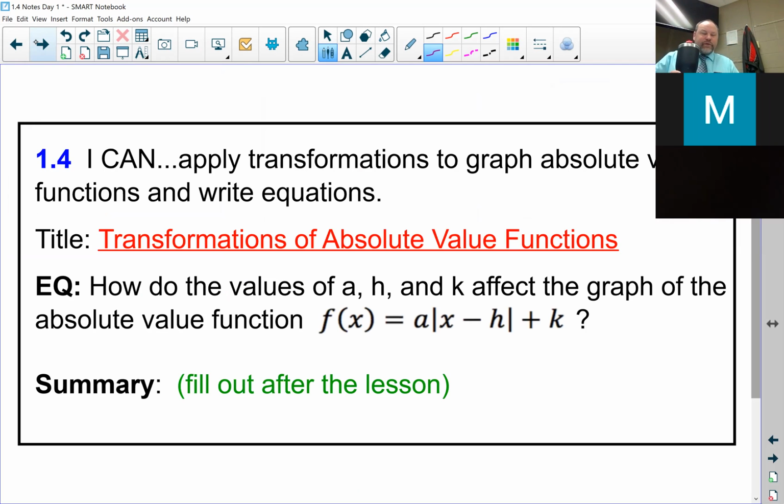So today on 1-4, we're doing transformations of absolute value functions. And what we're really looking at are how do the values of a, h, and k affect the graph of the absolute value function f of x is equal to a times the absolute value of x minus h plus k.